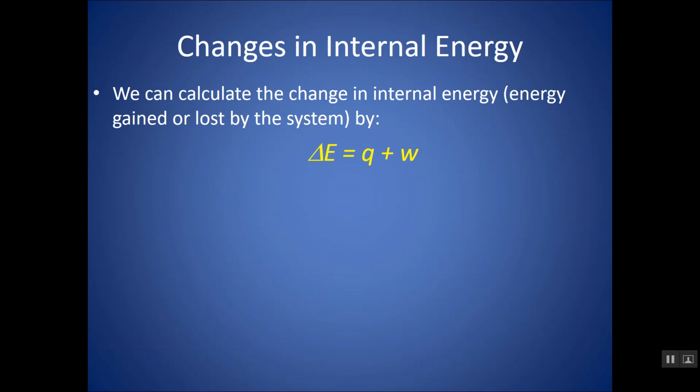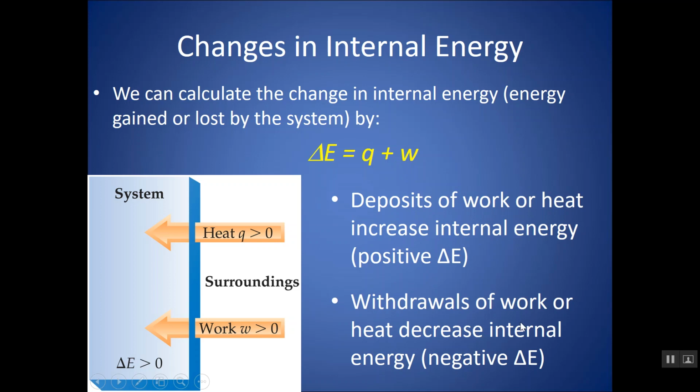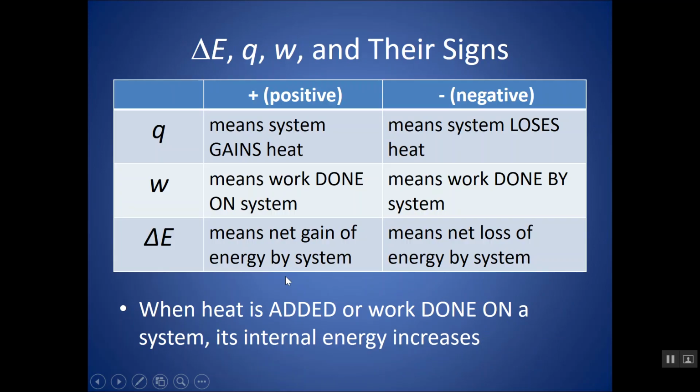Okay. We can calculate the change in internal energy by this equation here. We said the energy could be transferred by work or heat, so the change in energy would be Q, the heat, plus W, the work that might have been lost or gained. Anytime we are depositing work or heat into the system, we're going to give them positive values, and it would cause a positive delta E. Anytime we are withdrawing heat or work from the system, that's going to decrease the internal energy and cause a negative delta E. So just again, sign conventions.